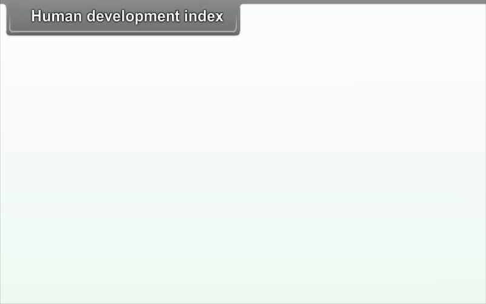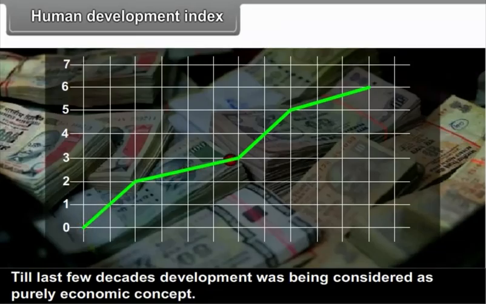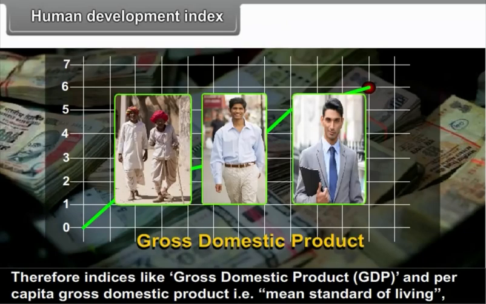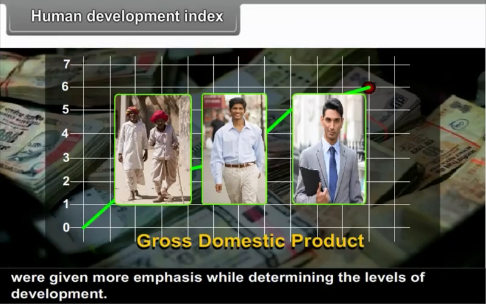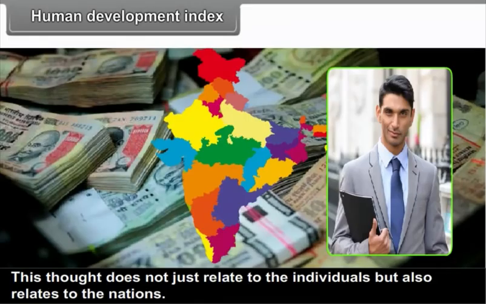(8.3) Human Development Index. Till last few decades, development was being considered as purely economic concept. Therefore, indices like Gross Domestic Product (GDP) and Per Capita Gross Domestic Product, that is, mean standard of living, were given more emphasis while determining the levels of development. The thought that just the economic prosperity does not mean development has now been well accepted. This thought does not relate to the individuals but also relates to the nations.